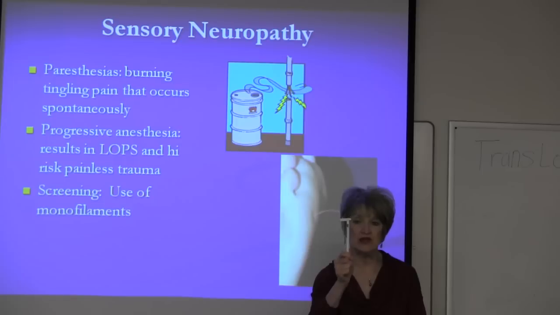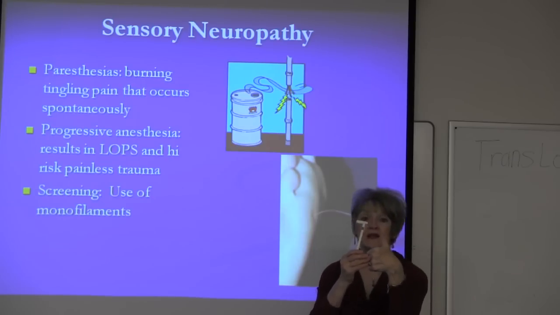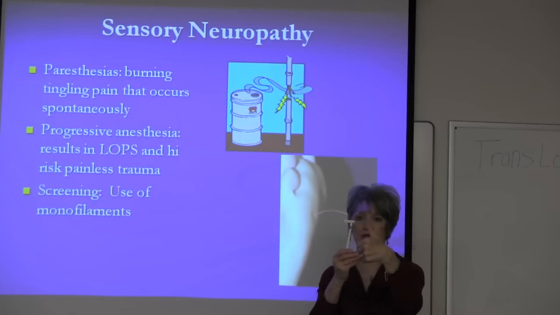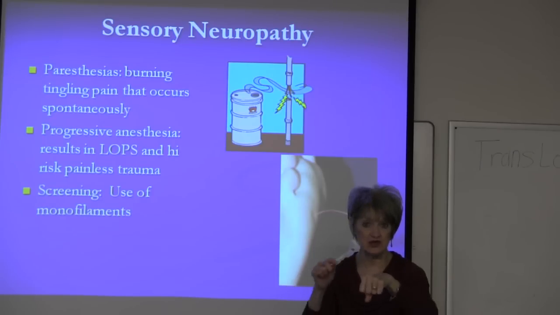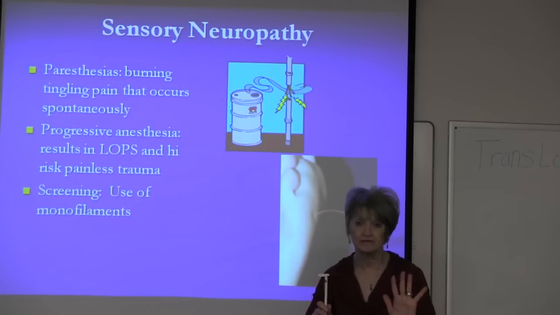So the monofilament that we use to screen for loss of protective sensation is a 10-gram monofilament. It's like a piece of fishing wire. It's been carefully calibrated. The patient with normal sensation, if you push this against the bottom of their foot with enough force to turn it into a C, they will feel it. So we tell a patient, we show them on their hand what it feels like, then we tell them to close their eyes. We put their foot on the table. We do not touch their foot because we do not want to compromise the results of the test.